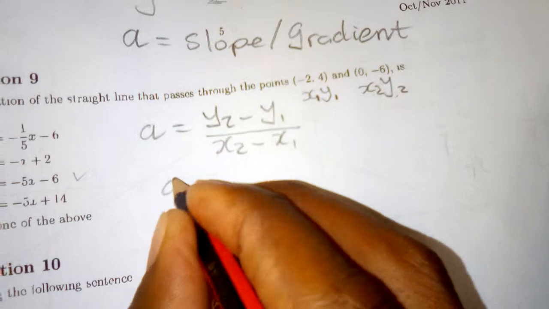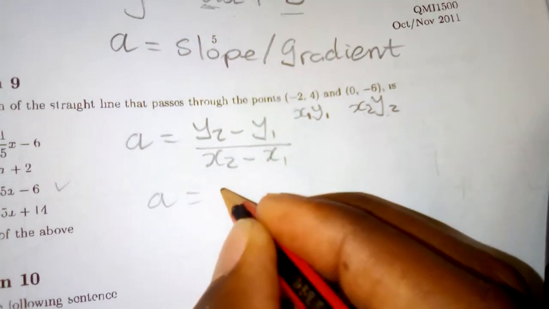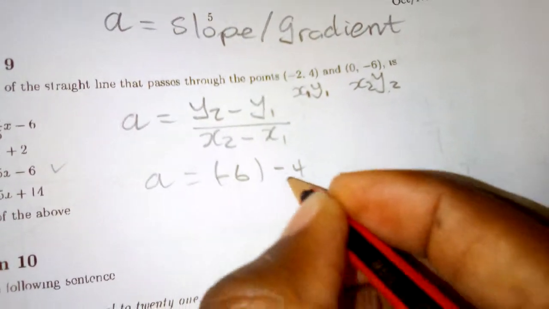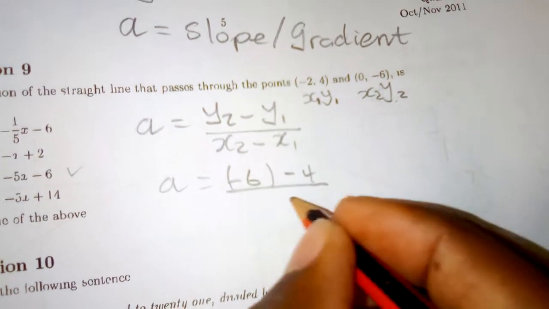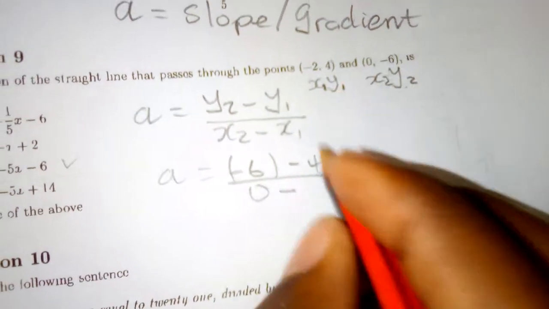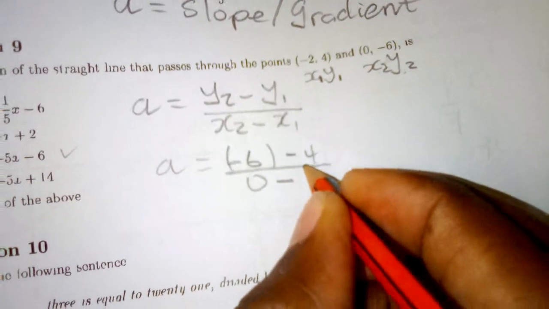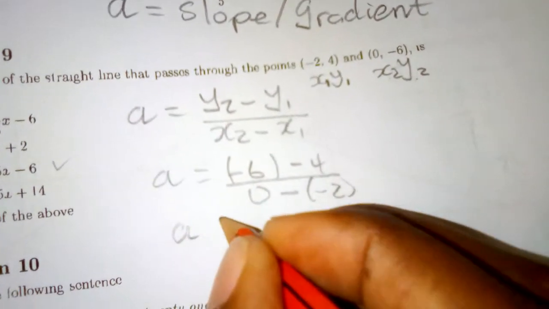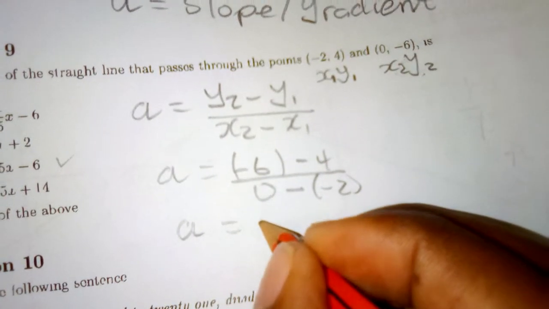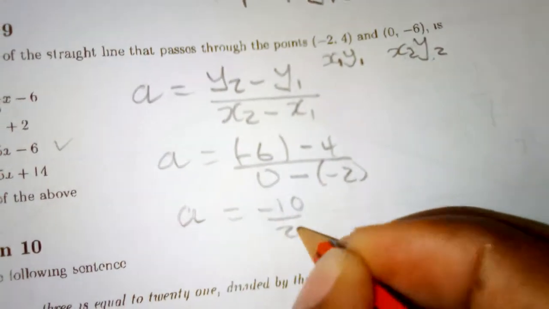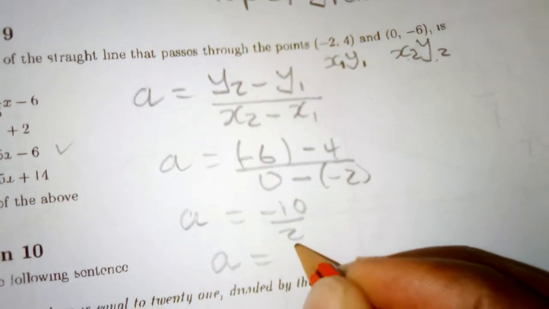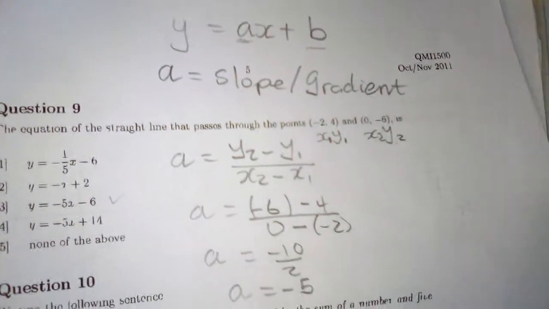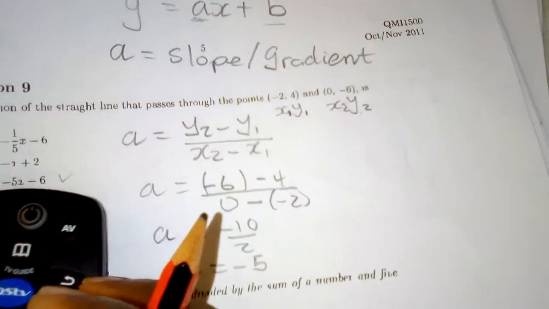So you'll come and say a is equals to, your y2 is minus 6, so it's minus 6 minus 4, divided by your x2, which is 0, minus x1, which is minus 2, so it's 0 minus 2. Now your a is going to be equals to minus 10 divided by 2, so your a is going to be equal to negative 5. So now you managed to get the value of a.